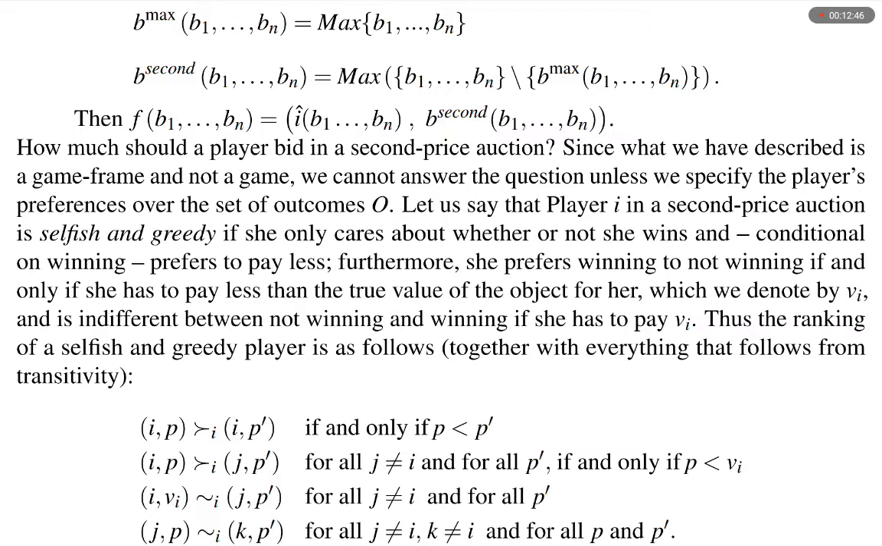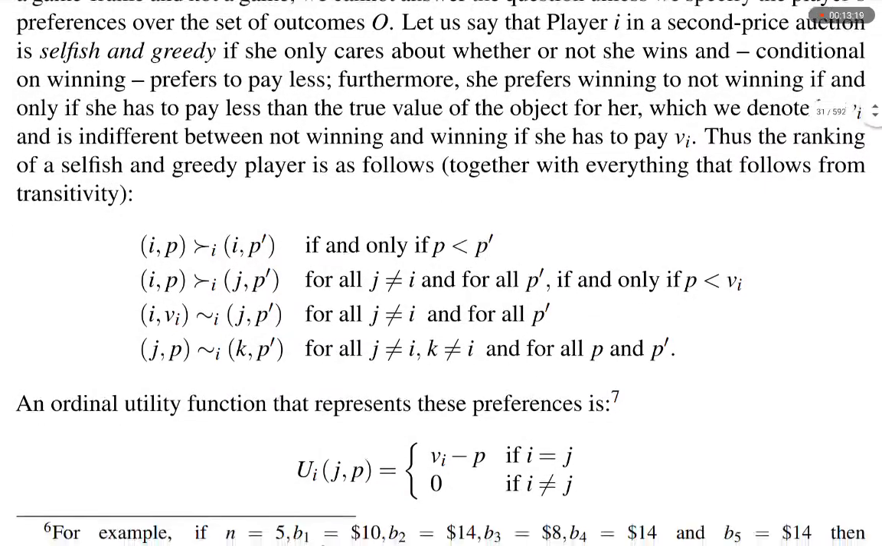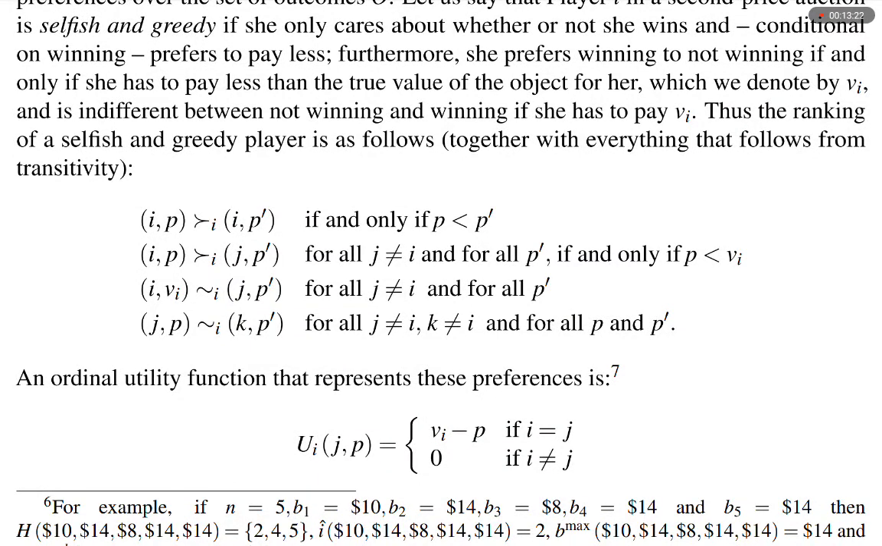How much should a player bid in a second price auction? Since what we have described is a game frame and not a game, we cannot answer the question unless we specify the player's preferences over the set of outcomes, O. Let us say that player i in a second price auction is selfish and greedy if she only cares about whether or not she wins, and conditional on winning, she prefers to pay less. Furthermore, she prefers winning to not winning if and only if she has to pay less than the true value of the object for her, which we denote by v_i, and she is indifferent between not winning and winning if she has to pay v_i.